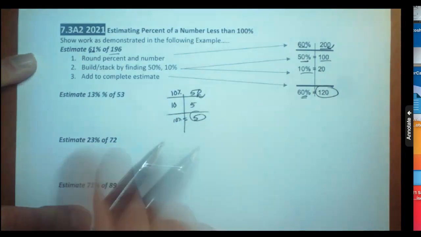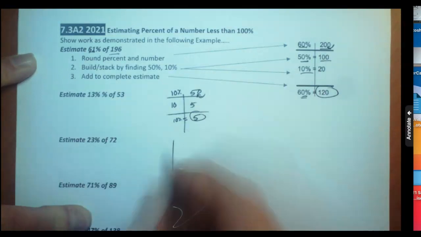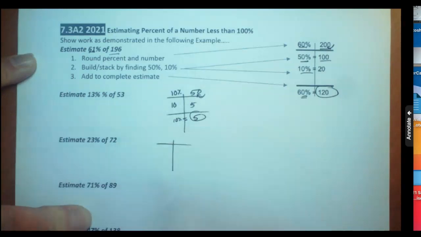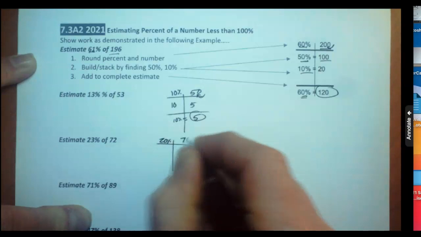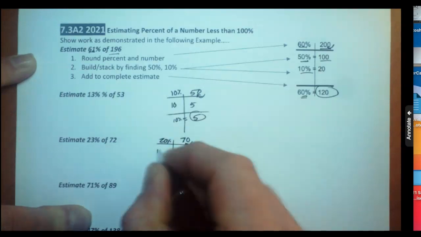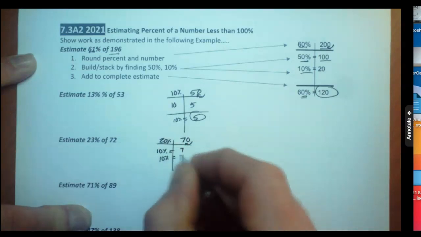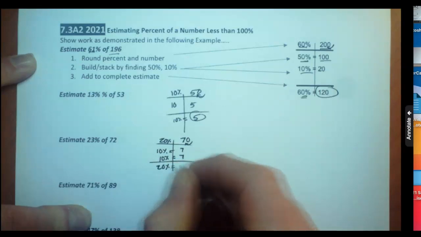Let's try 20% of 72. 23% of 72. So you already can see I'm doing it in my head. So we're going to do 20% of 70. Well, 10%, we move that decimal one place, is 7. So 10% equals 7. Another 10% would equal another 7. So 20% would equal 14.